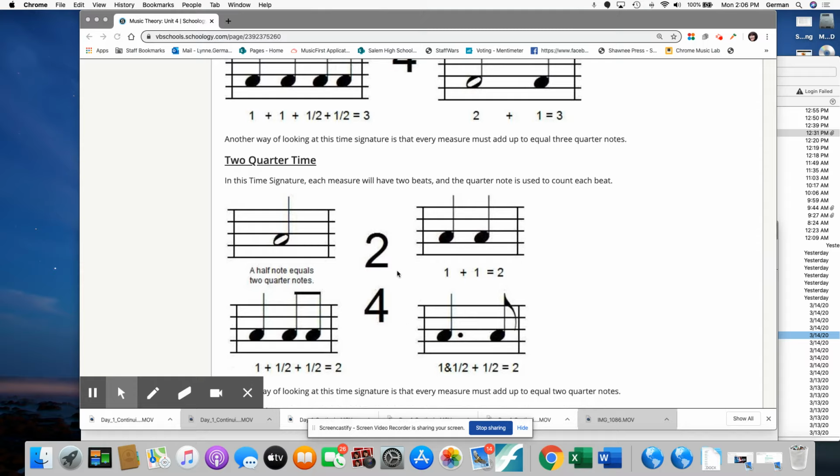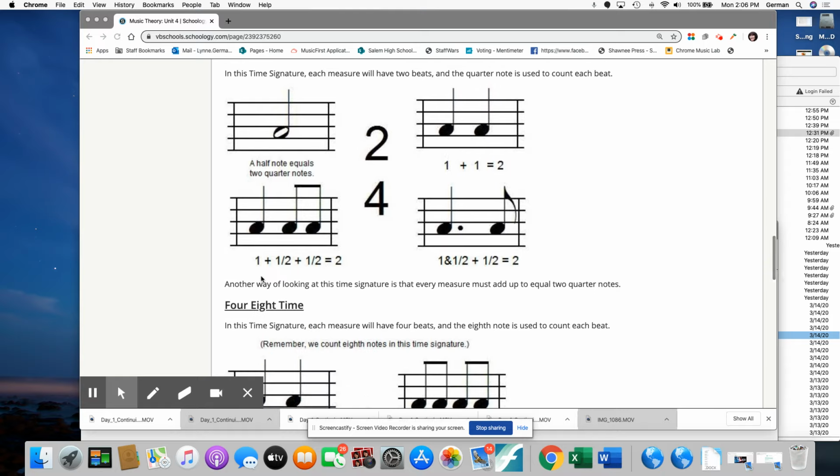2/4 time is also known as duple time. In this time signature, there are only 2 beats in a measure. So a half note fills the entire measure, or 2 quarter notes, or perhaps a quarter note and 2 eighths, which again are each worth half of a beat. Or you could have a dotted quarter, which is 1.5 beats plus an eighth note, for a total of 2 beats.